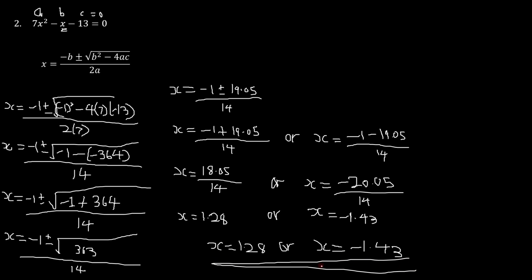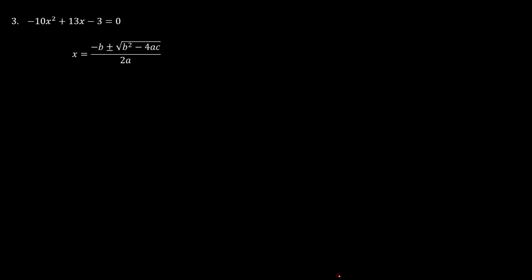So this is the final answer of number 2. So we move to question number 3. It says minus 10x squared plus 13x minus 3 is equal to 0. So this is the A, as we all know, B, and C. We don't want to distribute it inside this formula.